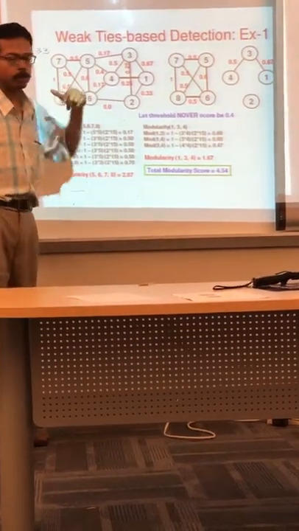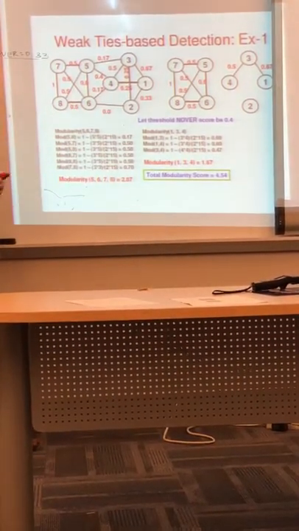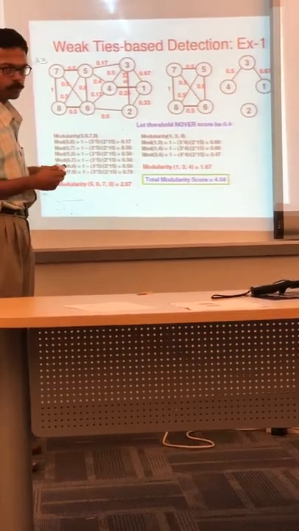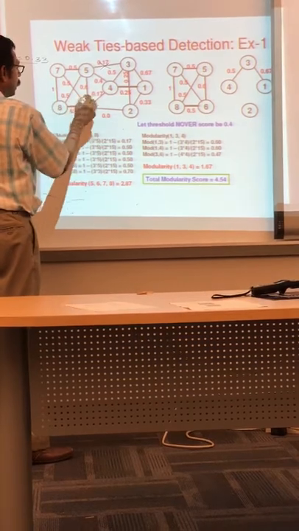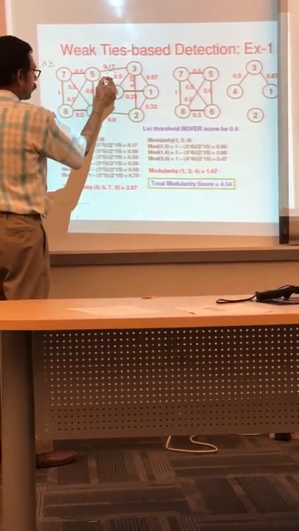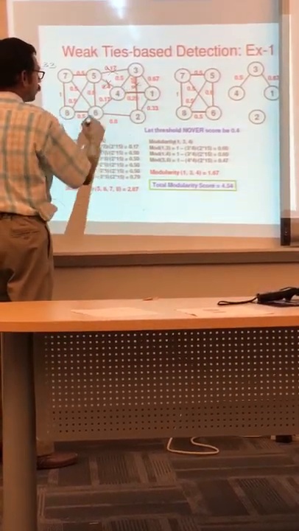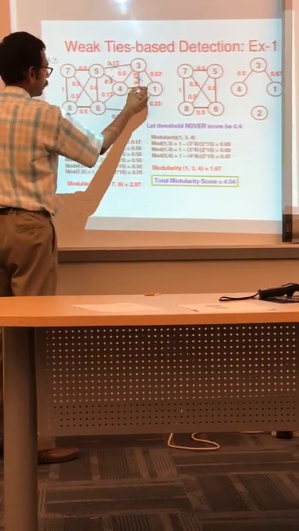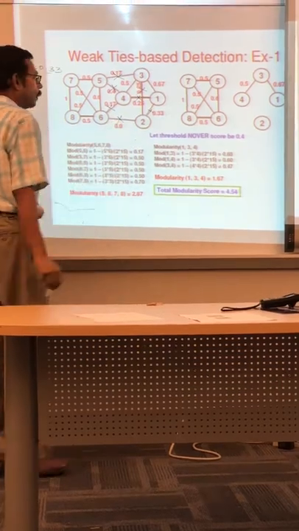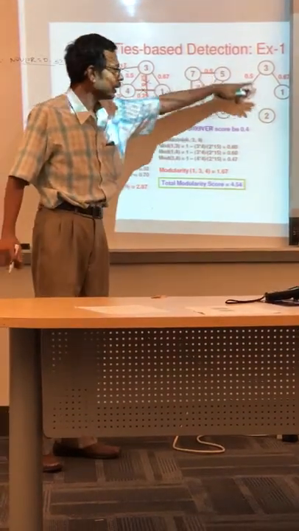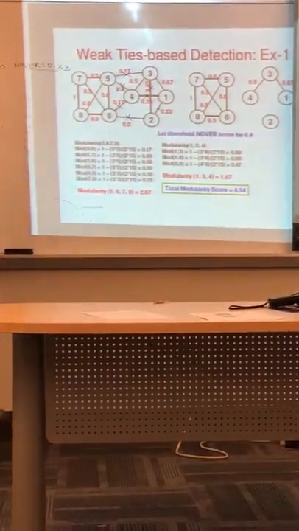So now we need to remove all those weak ties. So what are the weak ties? Anything less than or equal to 0.4, which means this edge is gone, this edge is also gone, this edge is gone, then this edge is gone too, this is gone, this is gone. So all those edges will go away and this will be the resulting partitioning.